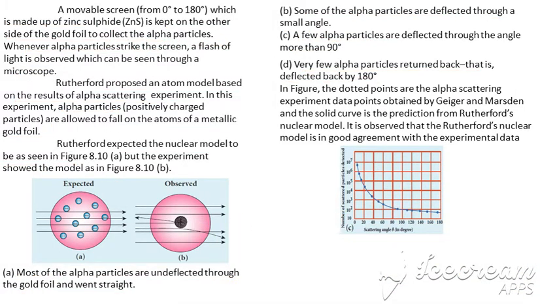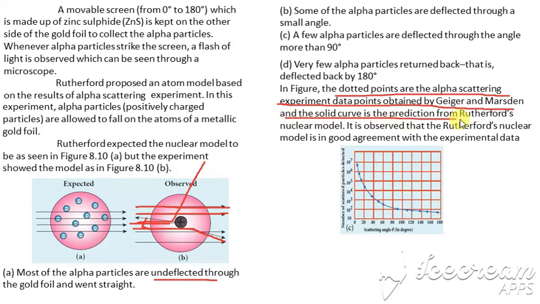Yes, I'll say the observation once again. Very few are deflected, most of the alpha particles are undeflected. Very few alpha particles are deflected through some angle, very few at 90 degrees, and very few along 180 degrees.